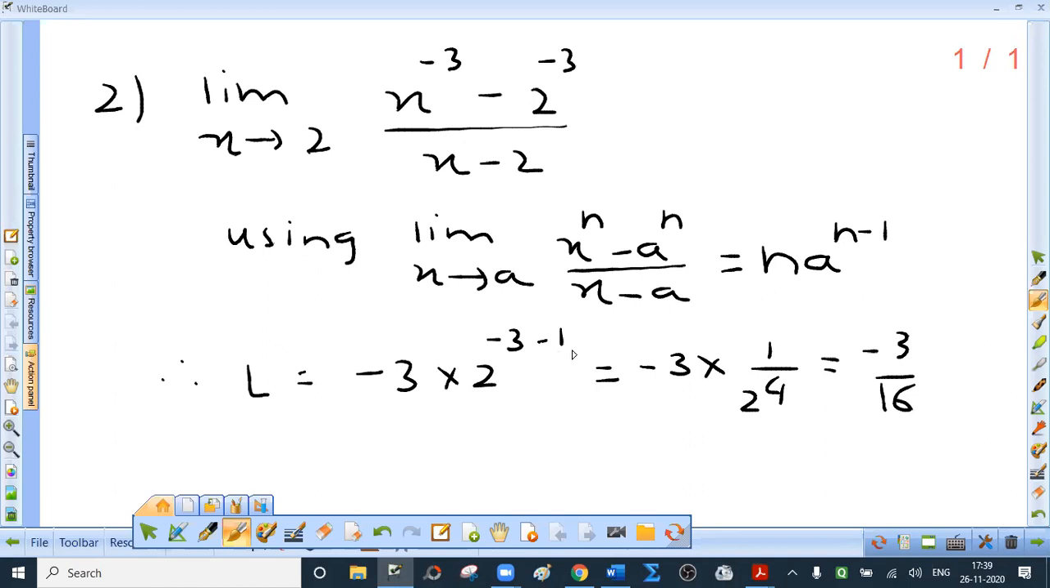What is 2 raised to minus 4? 1 upon 2 raised to 4, which is 16. So minus 3 upon 16 is the answer.